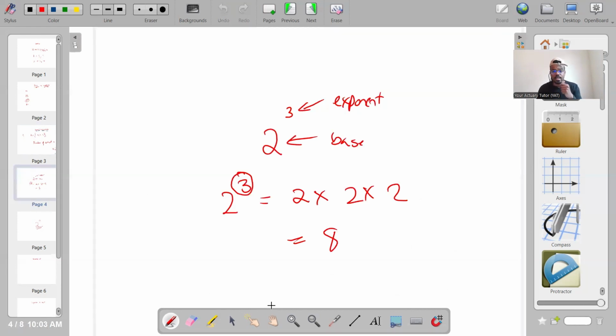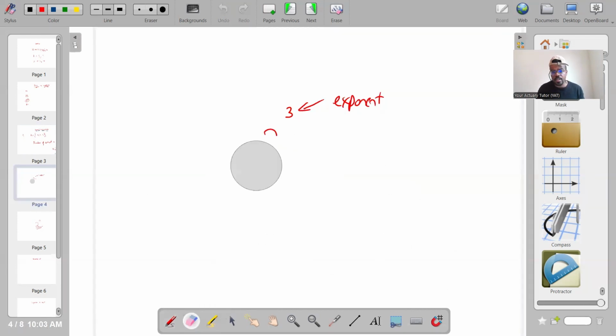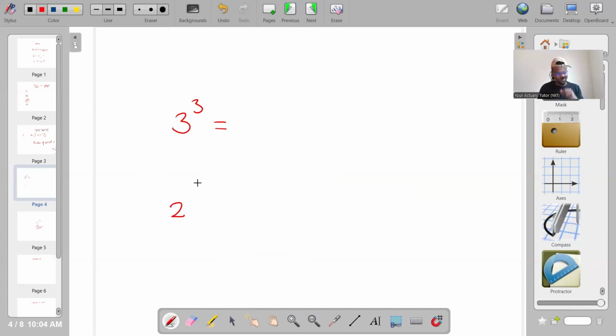So now let's go through another example. First, let's do a little exponent drill. All right? I'm going to give you 3 raised to the 3rd power. What's that? 2 raised to the 4th power. What's that?